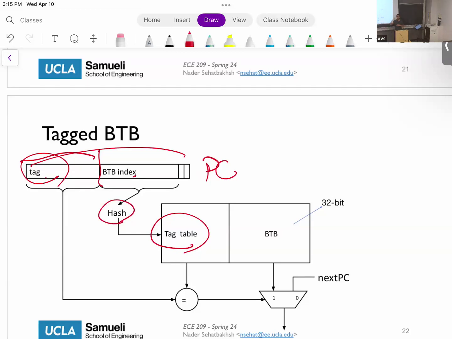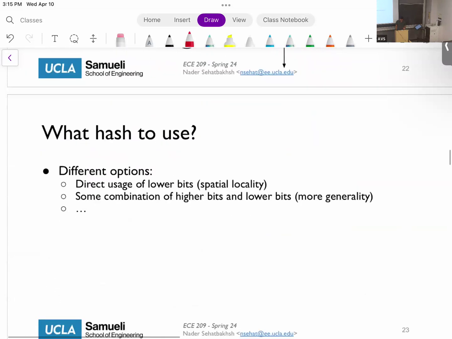The reason for hashing is to randomize the behavior of the tag so that we reduce the conflict misses inside the tag. Once again, when we're talking about caches, you will see why hashing is a good idea to access any sort of cache structure.